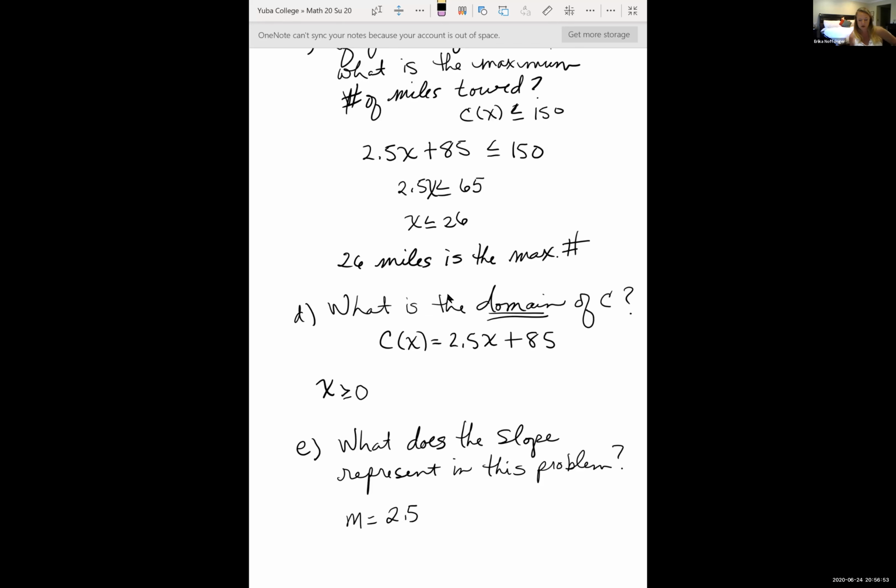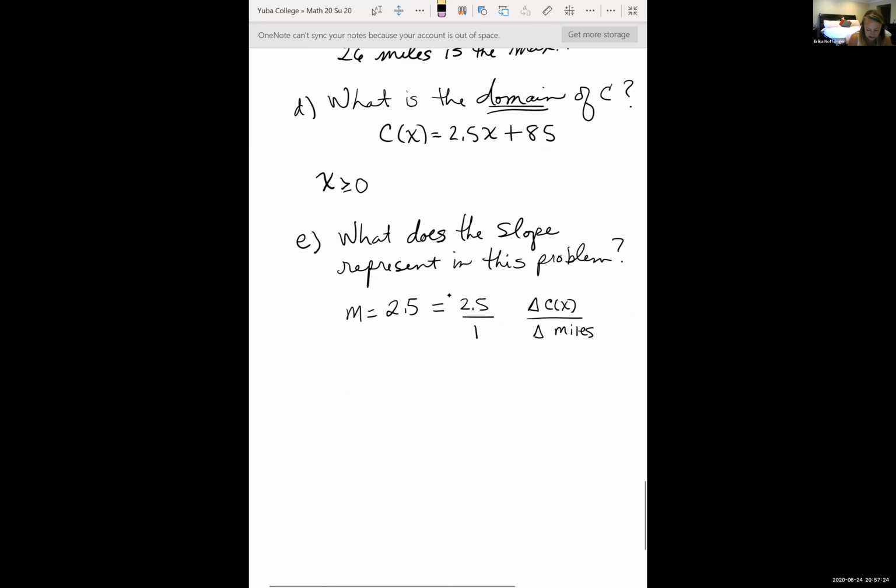So we're representing the slope, and I was saying it's best if you rewrite this as a fraction. So 2.5 over 1. This is the change in our cost, C of x, over the change in x, which is miles. So you can think of this as cost per mile. So it's going to cost $2.50 per mile towed.